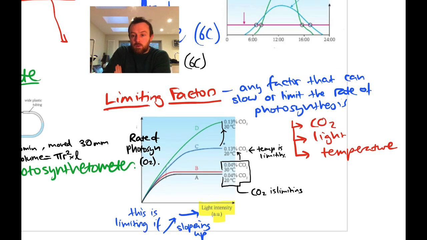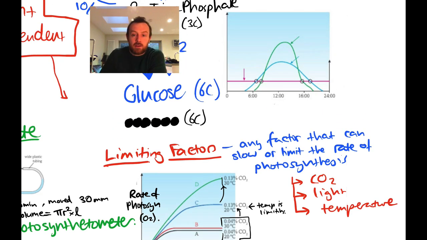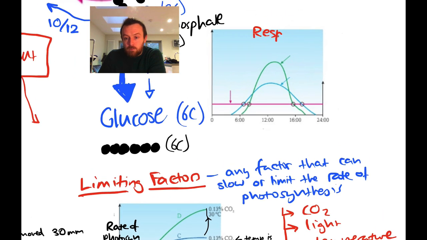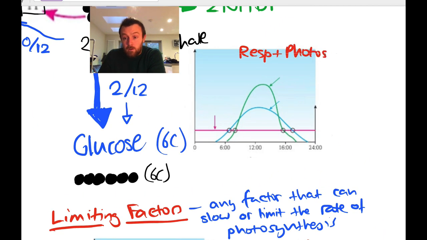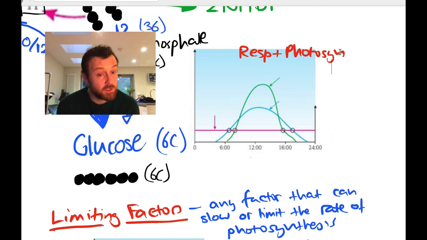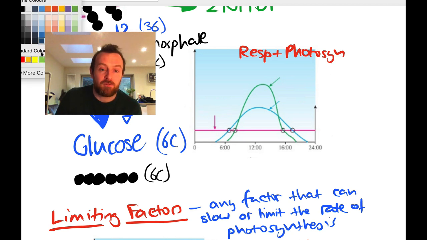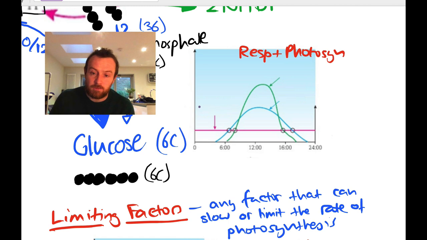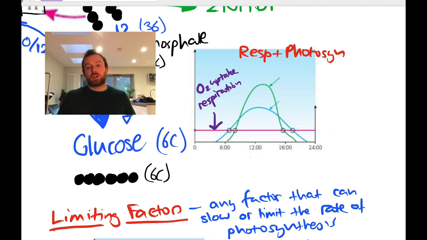The very final thing, we're almost there, shows respiration plus photosynthesis and how they work together. Please don't forget that plants do photosynthesis, but they are also respiring. And plants respire 24/7, okay? So the rate of respiration is kind of constant. Plants will always take in oxygen. So this pink line here shows the oxygen uptake due to respiration.